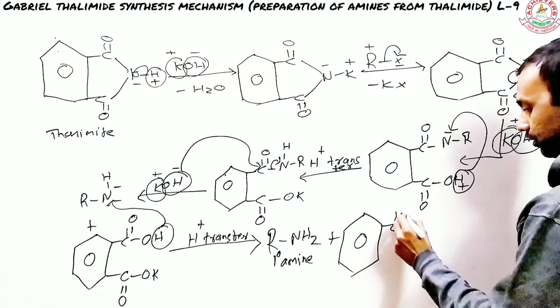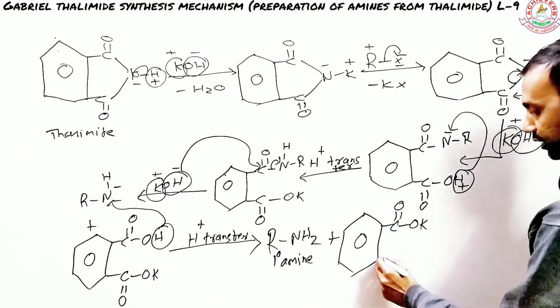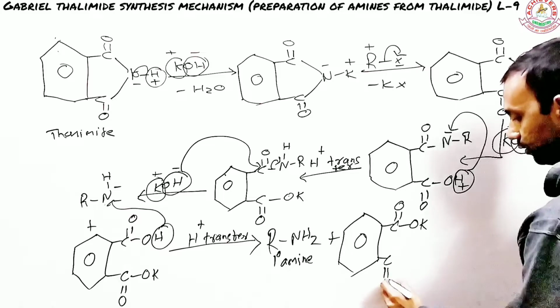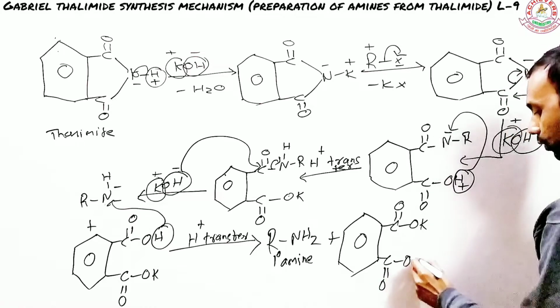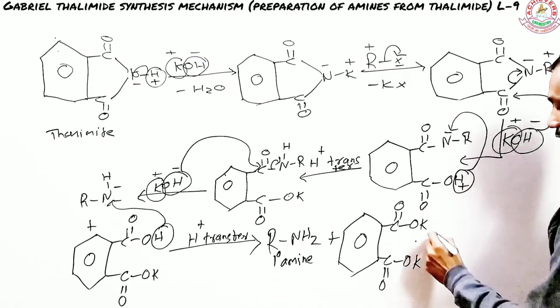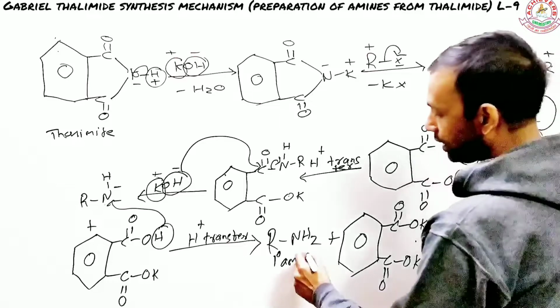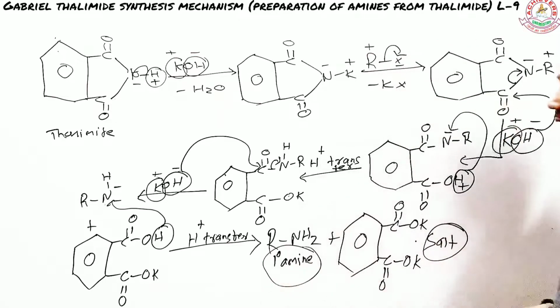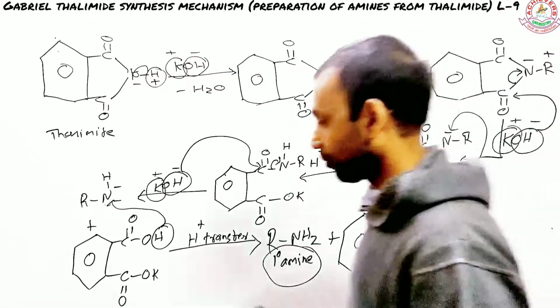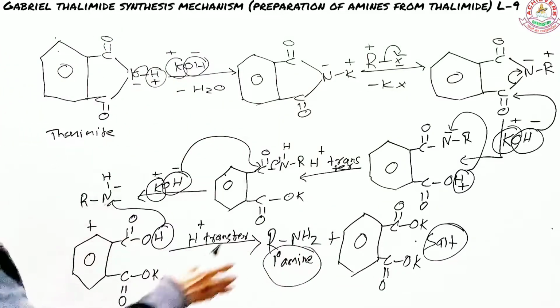So you get carbonyl here with O and K. Another one in a similar way, C double bond O and K. Right? So this is your salt here. This is your salt. And this is your primary amine. So this is how the whole reaction takes place. So that's how the entire reaction takes place.